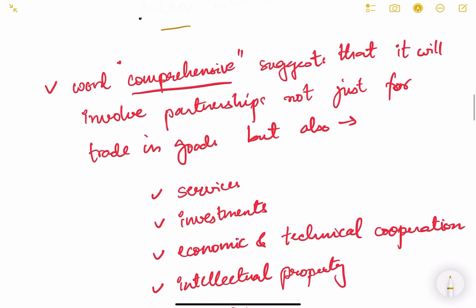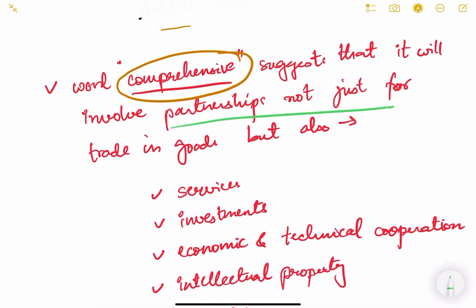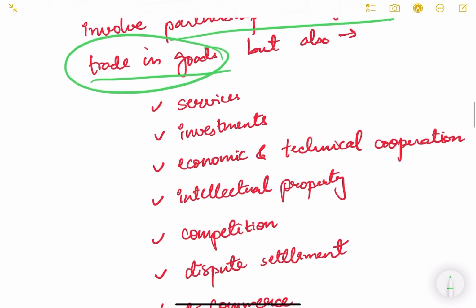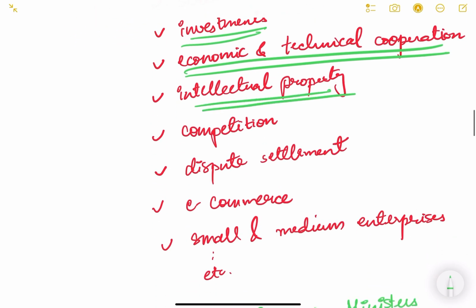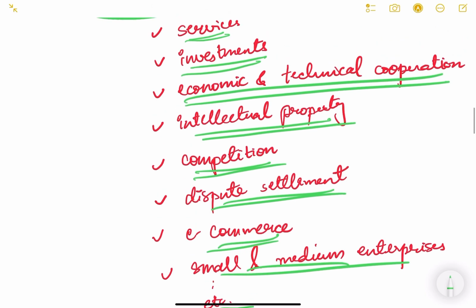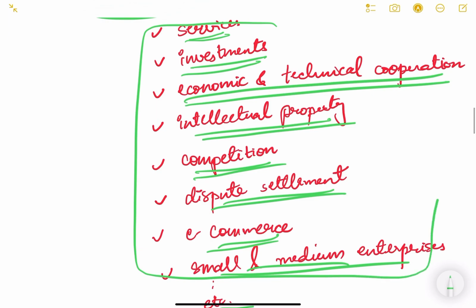I have already explained to you the meaning of the word comprehensive. Comprehensive basically means that it will involve partnership not just in trade in goods, but also trade in services, investments, economic and technical cooperation, intellectual property, competition, dispute settlement, e-commerce, small and medium enterprises, etc. So see, so many different types of economic integration are expected to come out of RCEP.